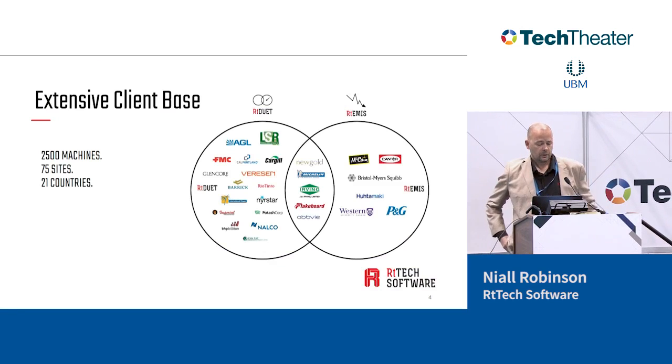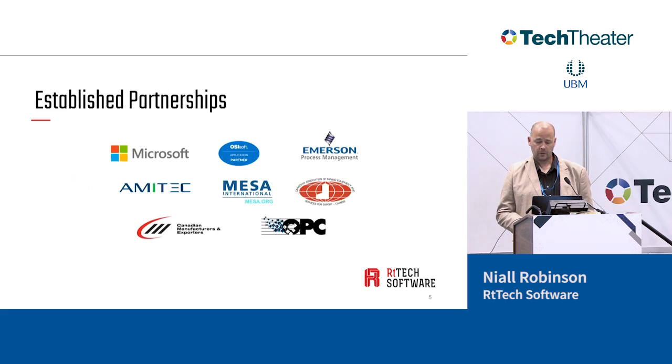At the moment, we are monitoring over 2,500 machines across the globe, over 75 sites, over 21 countries. And as you can see here, RtDuet is the first bucket, RtEMIS is the second bucket there. You can see there's some quite large companies that we work with across the globe: pharmaceutical, mining, manufacturing. And we also have established partnerships across the world as well. Microsoft, Mesa, OPC, numerous ones as well.